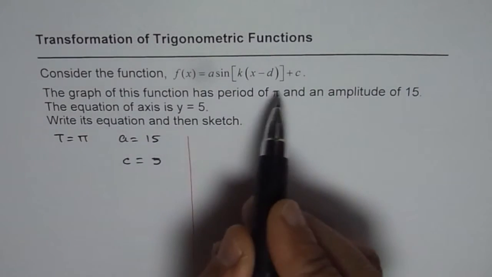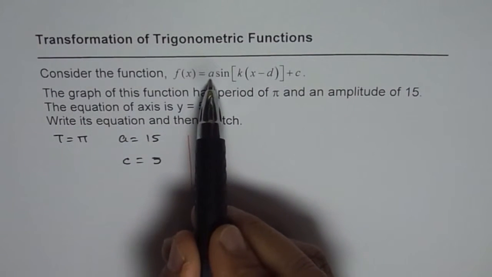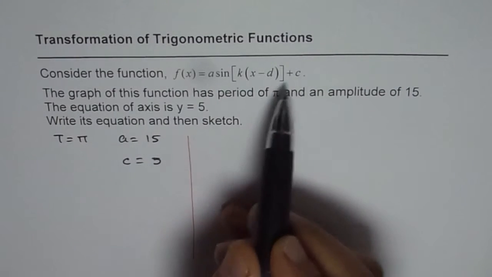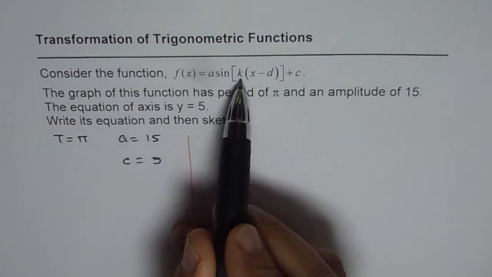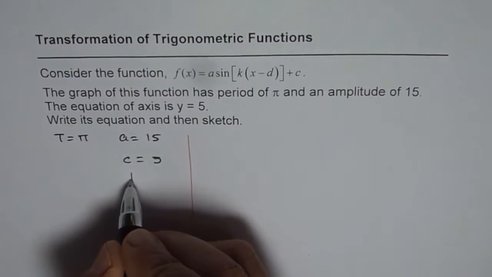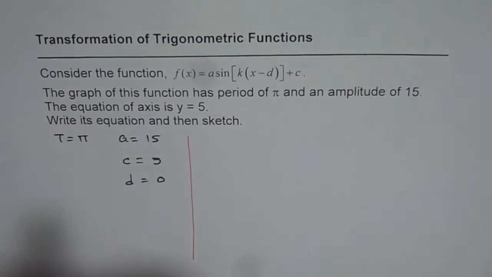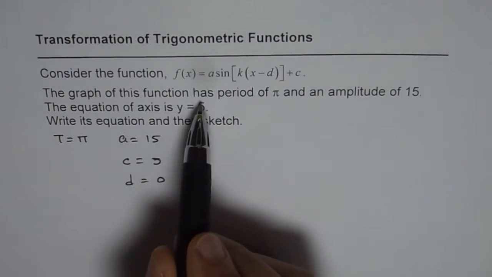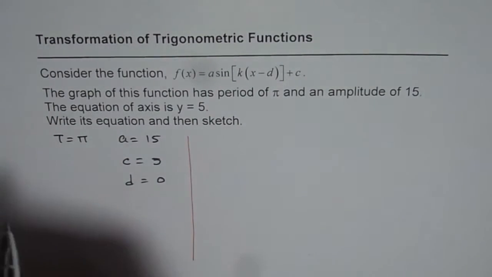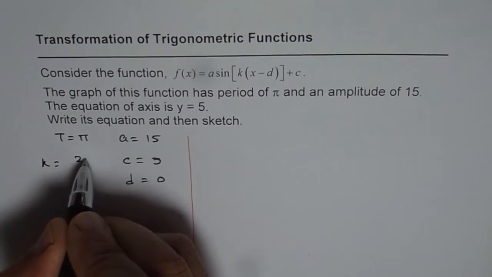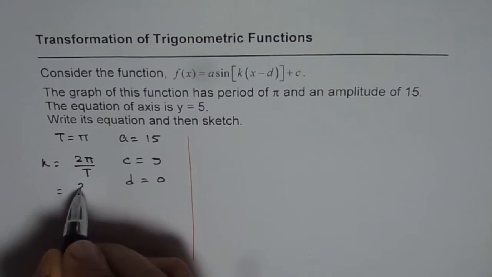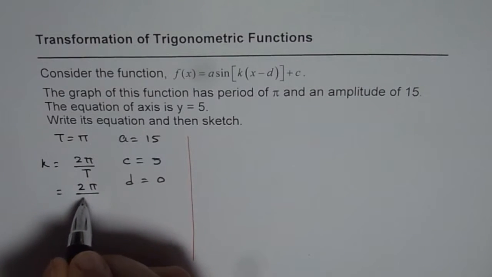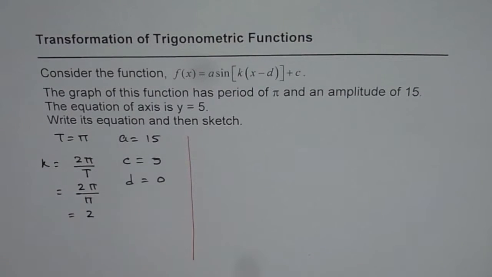So from these conditions we directly get the value of a, the amplitude, and c, the axis, right? What remains is k. D is not given to us, so we'll assume d to be 0. Now how to find the value of k given the period? K is equal to 2 pi by T, right? So here the period is pi, therefore k should be 2 pi by pi, which is 2. So that helps you to write down the equation.